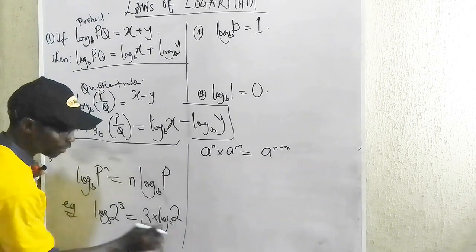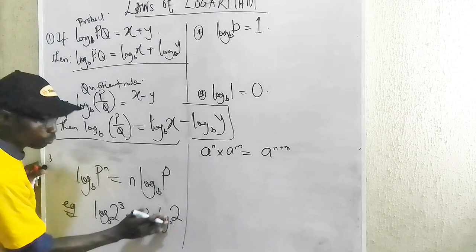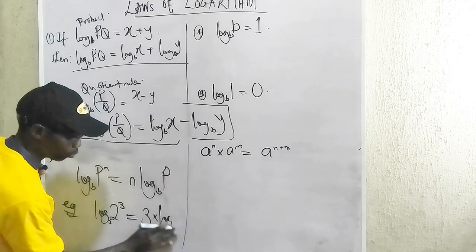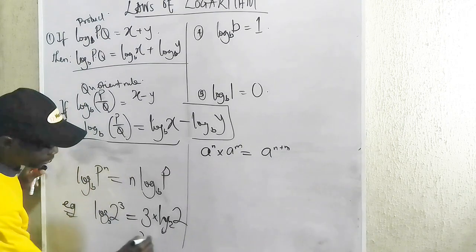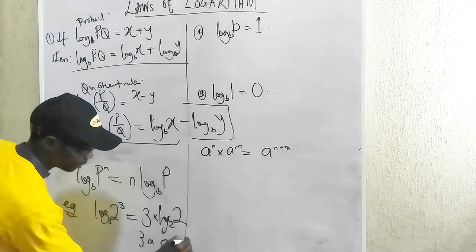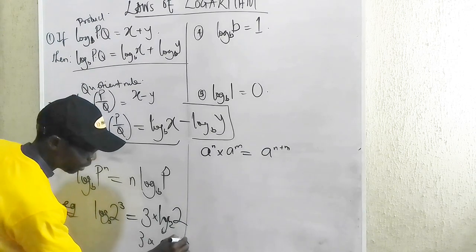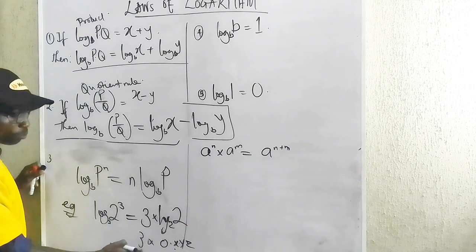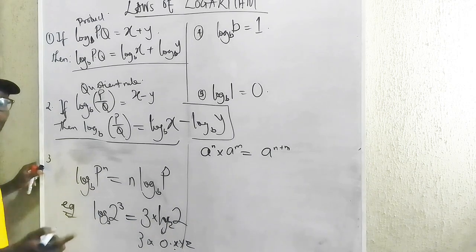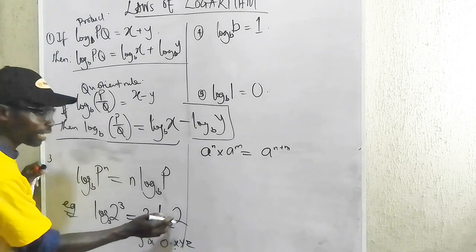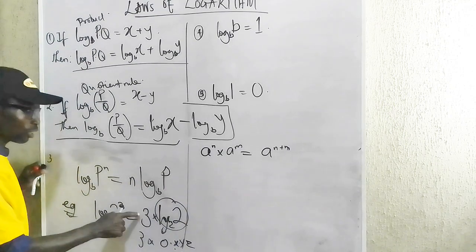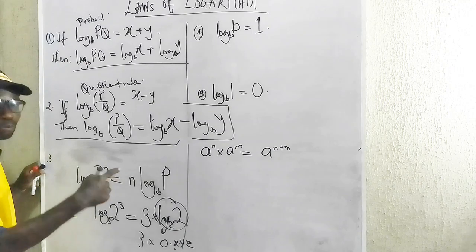So by the time I find the log of this number, let's say what's the log of 2? Let's assume it's 0 point x, y, z. This is going to be 3 times this, not raised to the power again. We'll come to that when we start solving. So eventually, by the time you found the log of this number, it's no longer going to be raised to the power, it's going to be multiplied.